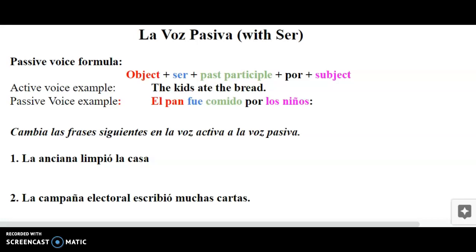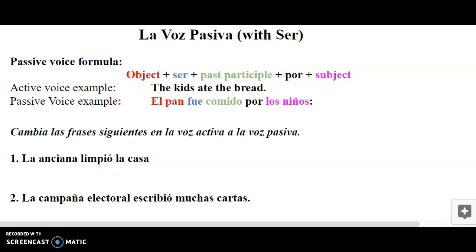In this video, I'm going to give a brief explanation of the passive voice used with the verb ser in Spanish. First of all, what is the passive voice? Well, it's easier to understand if you start with active voice. The active voice is a way of looking at a sentence in which a subject performs an action onto an object. And the passive voice is a little less used, a little less common, but the focus of the sentence is the object receiving the action.